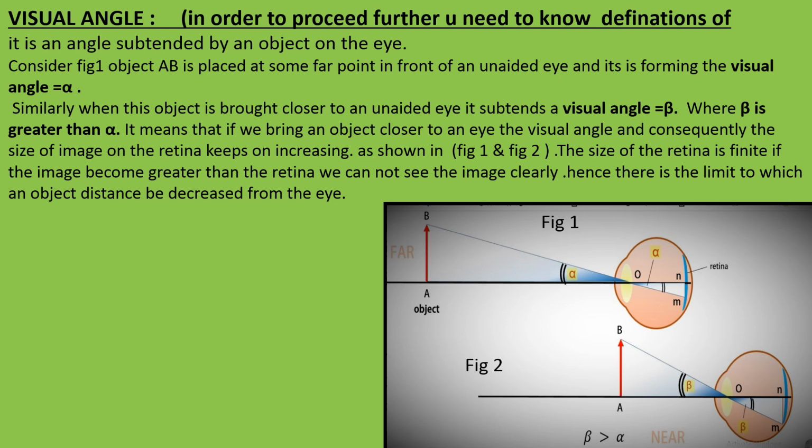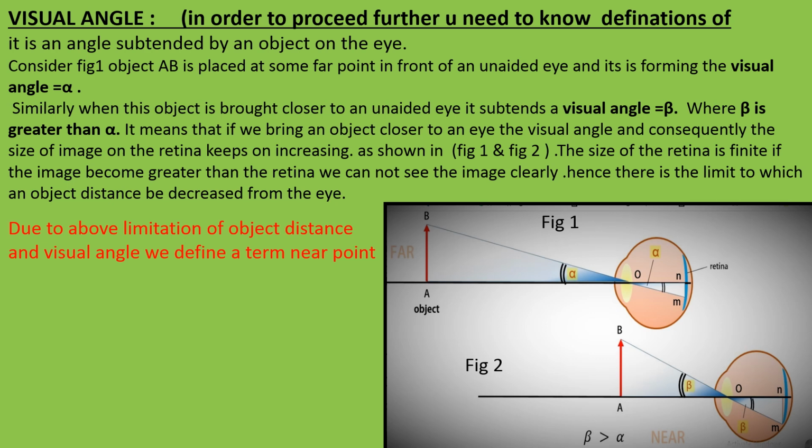It means that if we bring the object closer to an eye, the visual angle and consequently the size of the image on the retina keeps on increasing. It is clearly shown in figure number 1 and 2. The size of the retina is finite. If the image becomes greater than the retina, we cannot see this image clearly. Hence, there is a limit to which an object distance can be decreased from the eye.